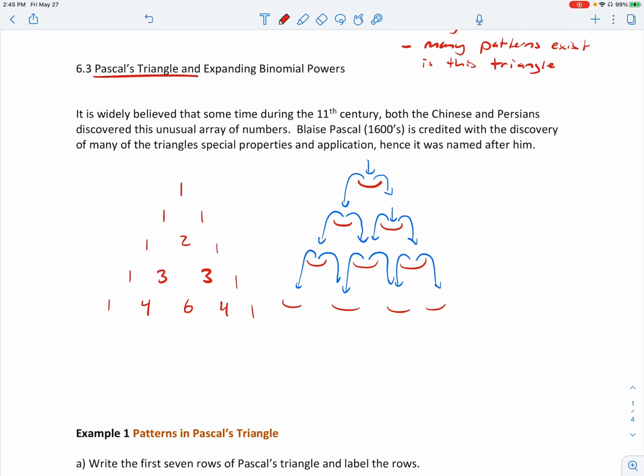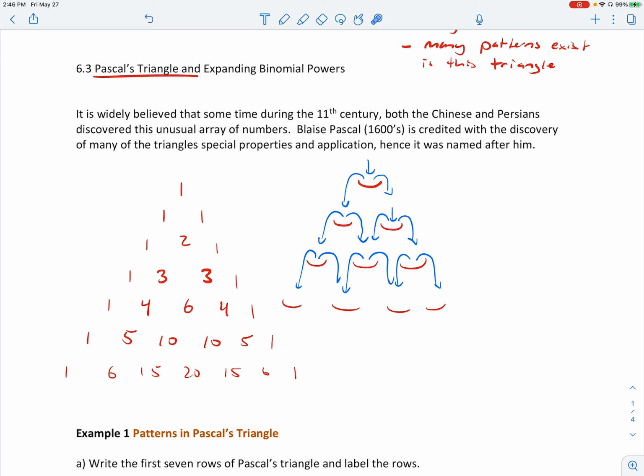We could continue doing rows like this. We would get 1, and then 1 and 4 make 5, 4 and 6 make 10, 6 and 4 make 10, 4 and 1 make 5, and then 1 for the last one. So we always have 1s on the outsides, and then the rest are filled with numbers inside. We'll do one more row just to make sure we got the hang of it. We would have 1, 6, 15, 20, 15, 6, and 1.